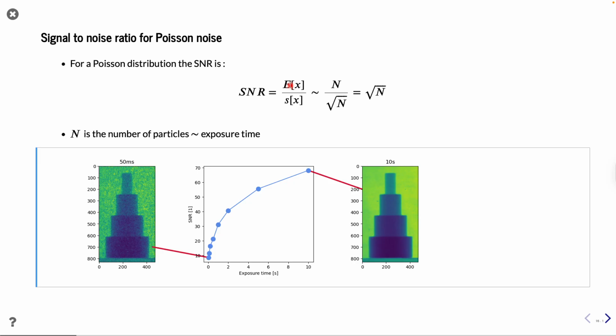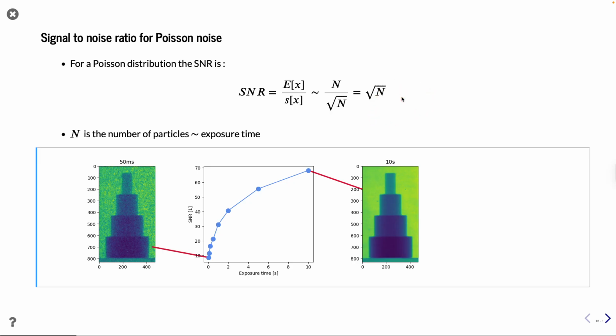And here we have an example with the Poisson noise, and you can see that for a short exposure, this was a 50-millisecond exposure, and this was a 10-second exposure, and you can see that the signal-to-noise ratio is not a straight line. And that is the effect of this shape-shifting of the distribution.